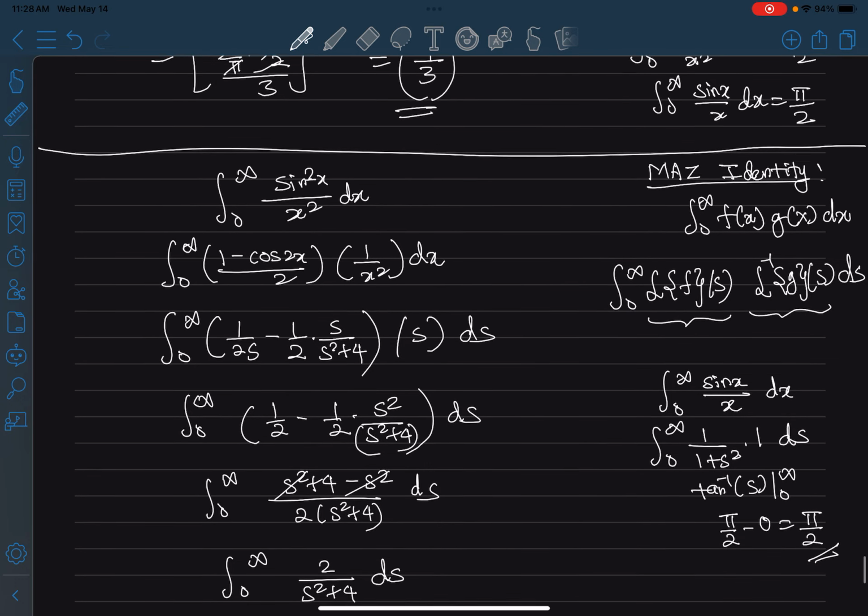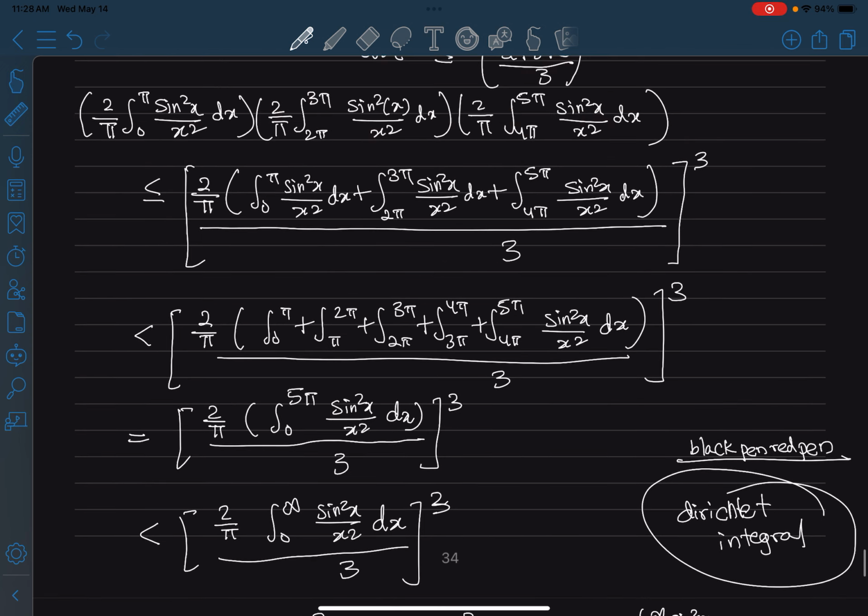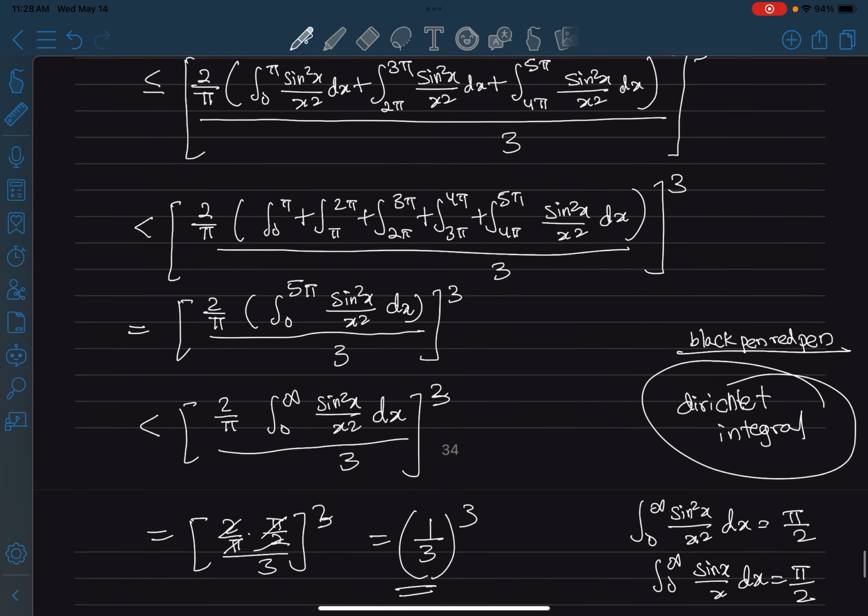Okay, so we have proved this integral, and that also completes our proof of the inequality. I hope you enjoyed this, and I hope you saw how simple and elegant this was.